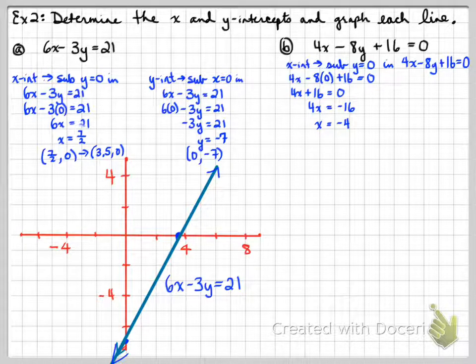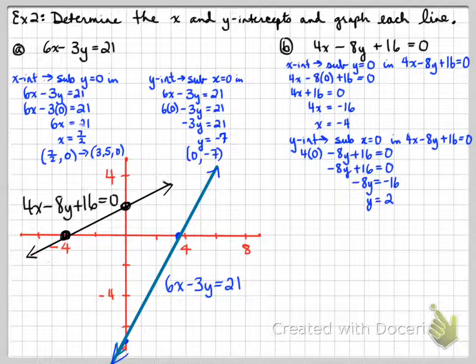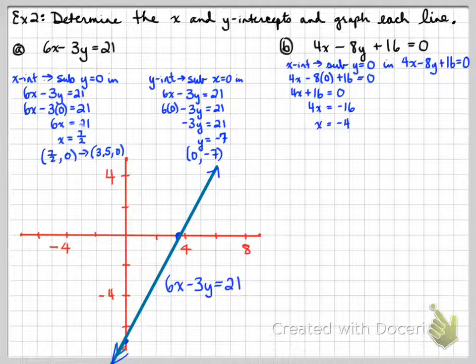The next piece we need to find is the y-intercept. Sub x equals 0 into the equation. We end up with 4 times 0 minus 8y plus 16 equals 0. Okay, just a moment. That's a little too fast for you all. We'll go back a sec. All right, so x is equal to negative 4.